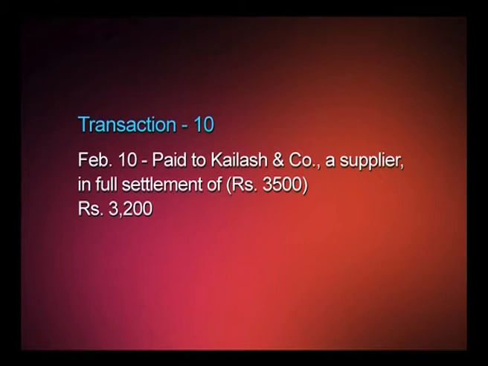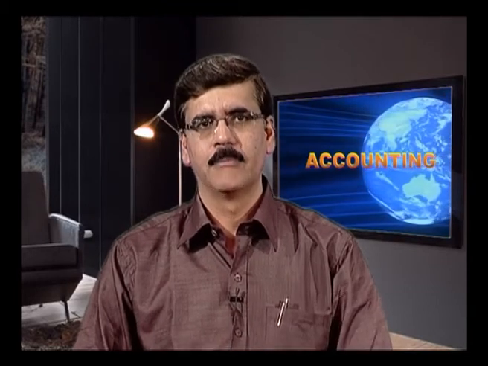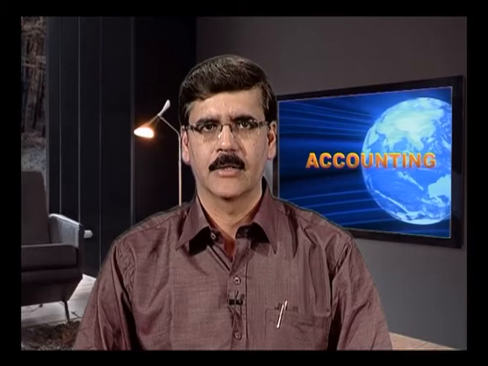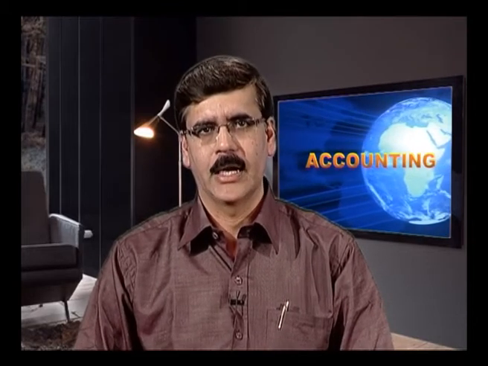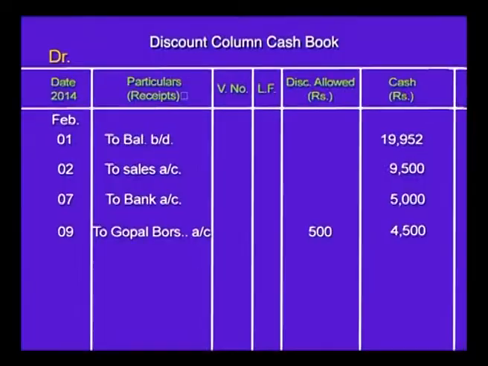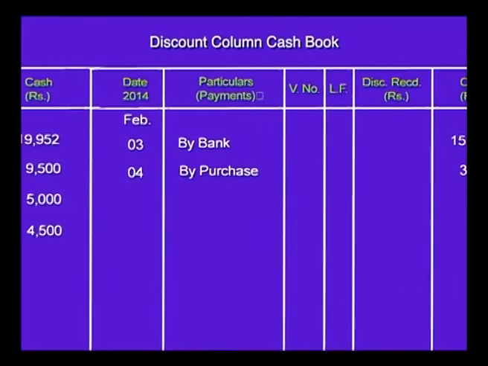On similar lines, our next transaction is regarding a payment which involves discount. See that transaction. February 10, paid to Kailash Co, a supplier, in full settlement of rupees 3,500. What you have paid is 3,200 in full settlement of 3,500. So, now realize this that you had to pay 3,500, but you paid 3,200 in full settlement. So, you might understand that there is a discount of 300 rupees, that means 3,500 minus 3,200, and because you are making payment, you have received the discount from the supplier.